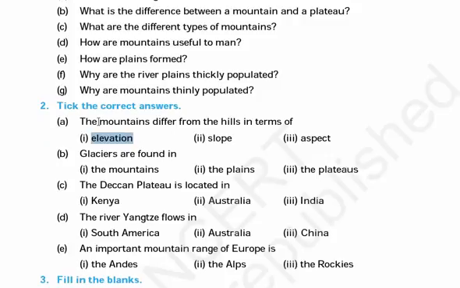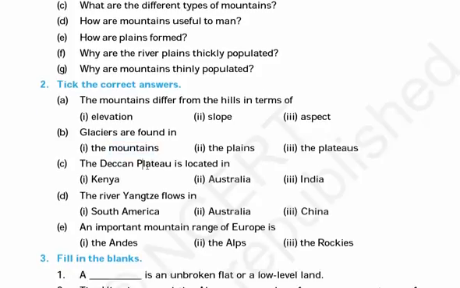The mountains differ from the hills in terms of elevation. Yeah, because they are like straight up there, and it's easy to climb a hill, but it can be difficult to climb a mountain, and that's because of the elevation, because it's straight up there. Glaciers are found in mountains because the higher you go, the colder the place is, and mountains are higher than plains and plateau. The Deccan Plateau is located in India.